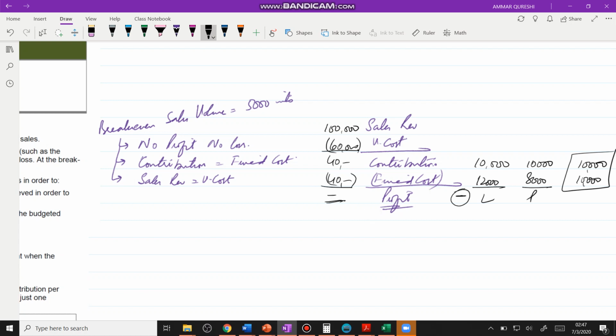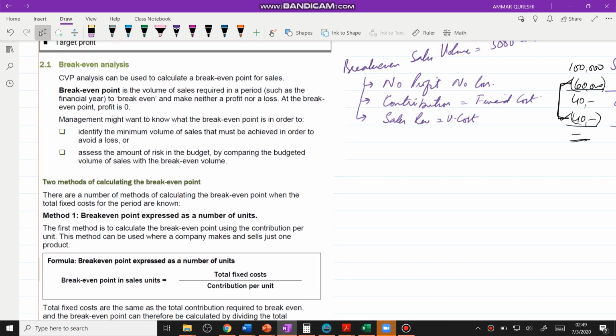Now this means what? See, two types of cost we are deducting. One is variable cost and one is fixed cost. So the sum of both these costs should be equal to the revenue. Total cost should be equal to revenue. Now the question is how we will calculate the break-even point. See, the calculation of break-even point is really very simple.